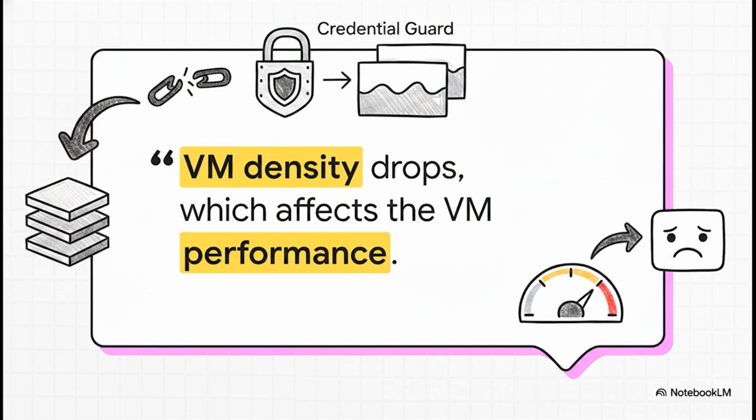Enabling Credential Guard is incredibly powerful, yes, but it comes with a massive architectural trade-off. Because Credential Guard uses a distinct VBS instance, it introduces what we call nested virtualization overhead. You are effectively running a hypervisor within a hypervisor to maintain that strict security isolation. As a direct result, your overall cluster VM density is going to drop, and individual VM performance is affected. The documentation explicitly recommends testing this in a non-production environment first, just to baseline the performance hit.